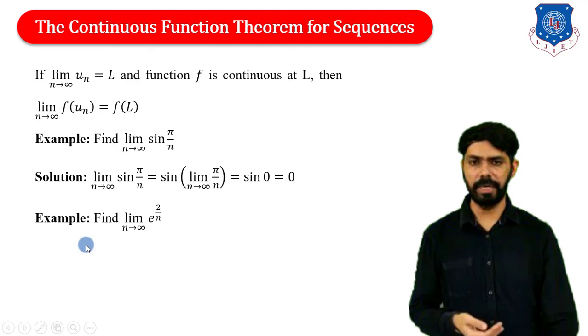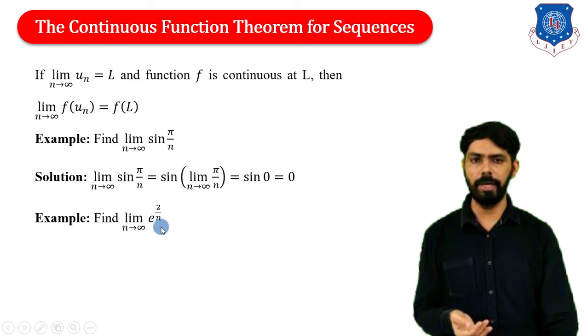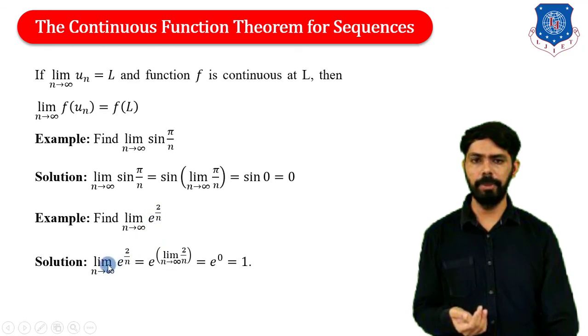Now we will discuss the second example, that is, find limit n tends to infinity e raised to (2 divided by n). So here limit n tends to infinity e raised to (2 divided by n) can be written as e raised to (limit n tends to infinity 2 divided by n). Now we will replace n by infinity, then 2 divided by infinity will be 0. So it will be e raised to 0 and the value of e raised to 0 is 1.